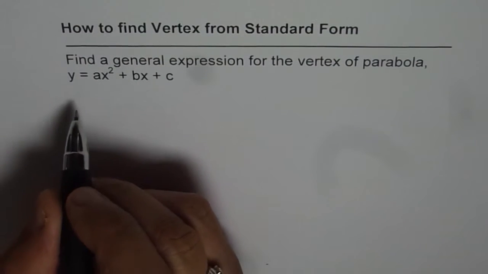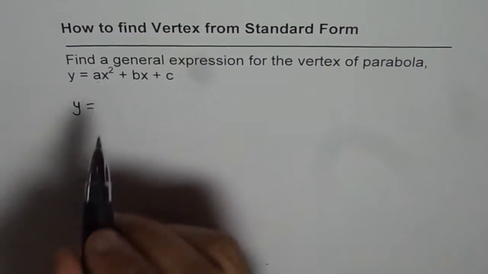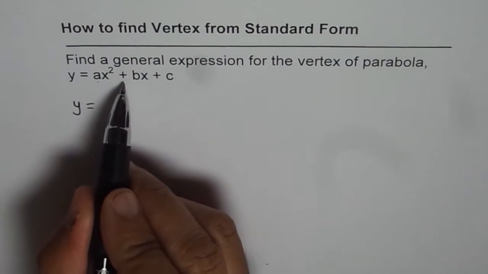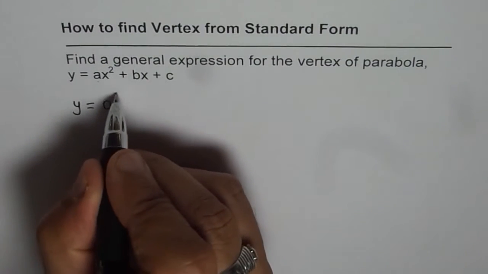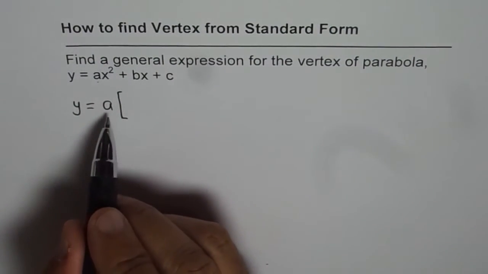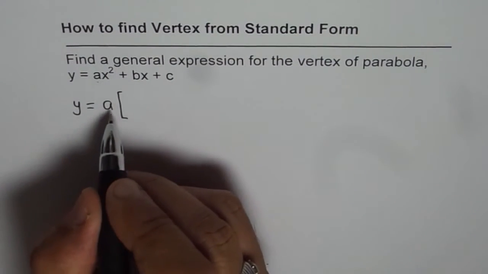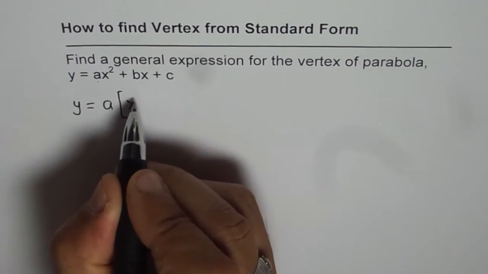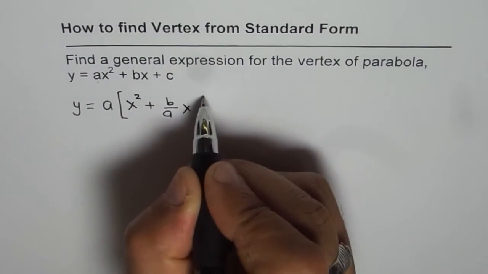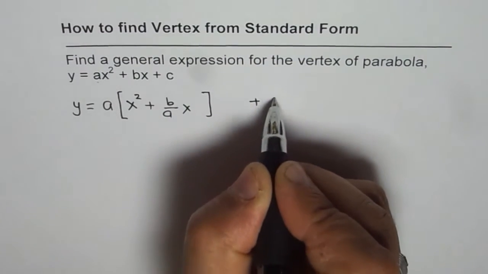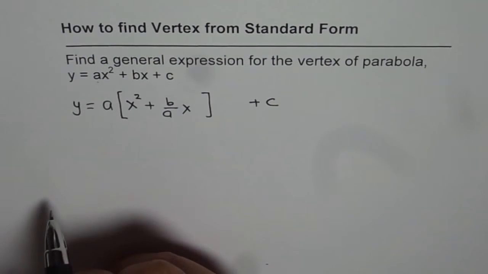The process is like this. The first step is, we factor the leading coefficient. In this case, y equals ax squared plus bx plus c. The leading coefficient is a. I prefer to use square brackets, and we are factoring the leading coefficient from the first two terms. We'll keep c separate. So we get a times [x squared plus b divided by a x] plus c. So you have to factor the leading coefficient from the first two terms.